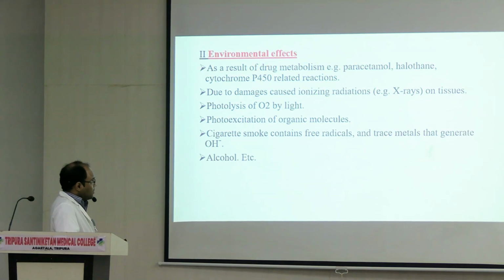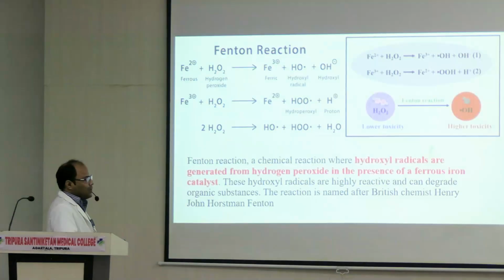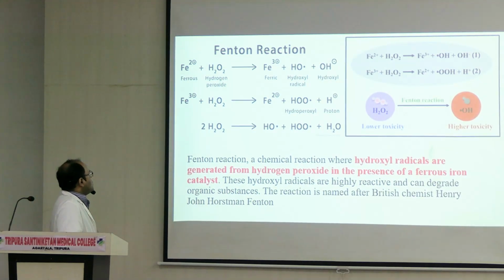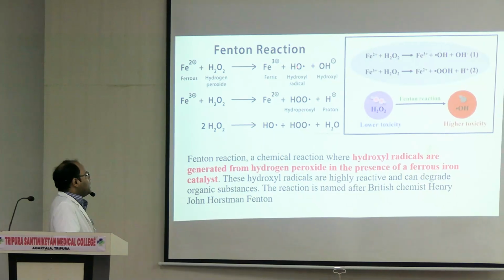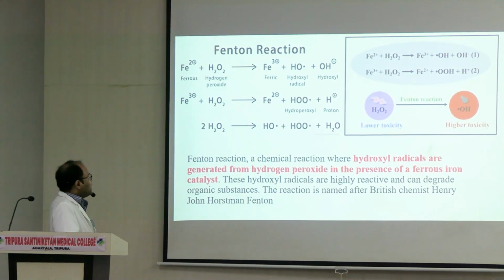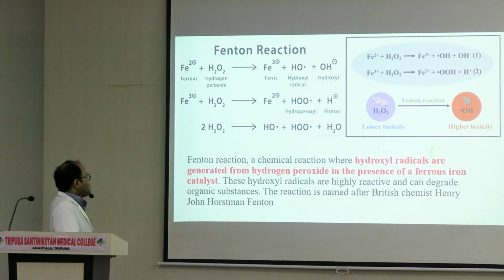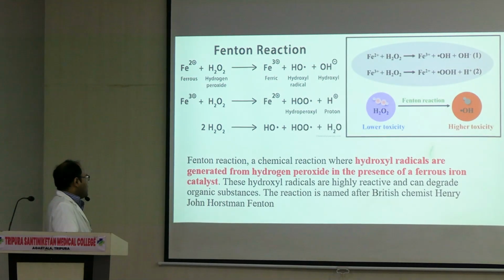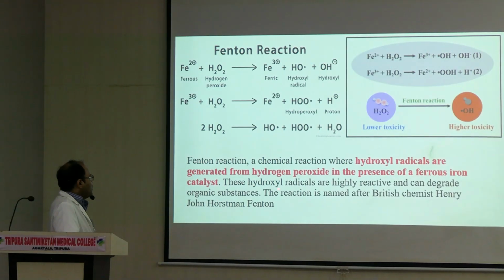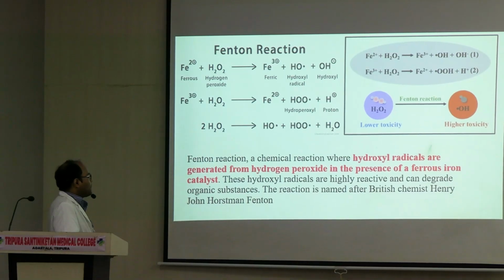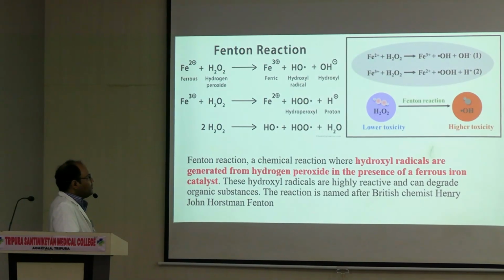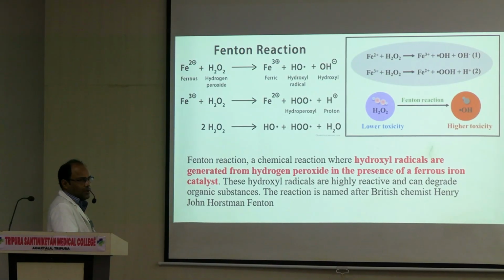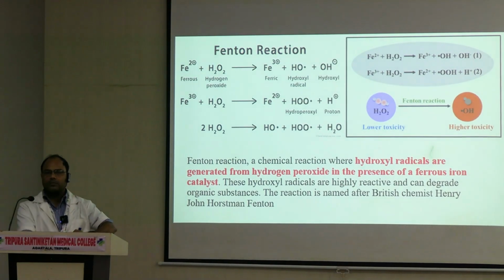So these are examples of cellular metabolism, and next one is environmental effect. What is Fenton reaction? Iron, especially ferrous ion, when reacting with hydrogen peroxide, converts into ferric ion and hydroxyl radical. This radical can generate in the process of the reaction. It is called Fenton reaction. Fenton reaction is a chemical reaction where hydroxyl radicals are generated from hydrogen peroxide in the presence of ferrous ion catalyst. These hydroxyl radicals are highly reactive and can degrade organic substances. Hydrogen peroxide is actually not so harmful, but if it reacts with ferrous ion, it can generate the more harmful hydroxyl radical, and then the hydroxyl radical is damaging to the cell membrane. This is called Fenton reaction.